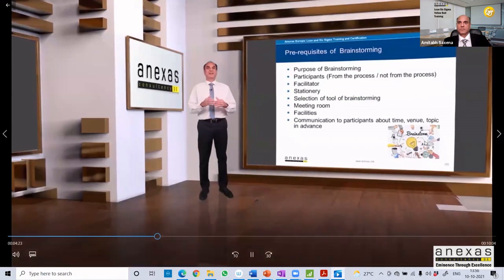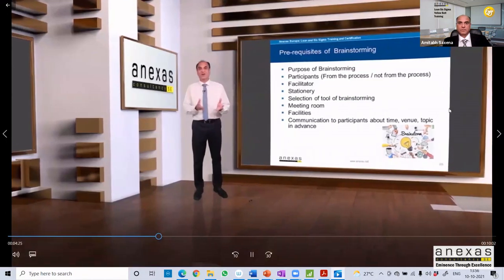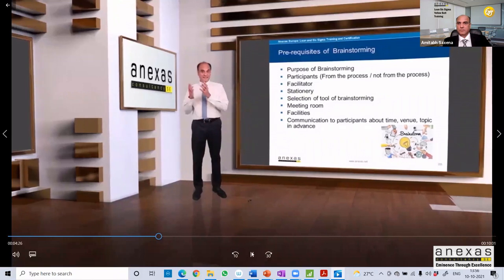It is used for either generating the possible root causes or getting the ideas to solve the problem.